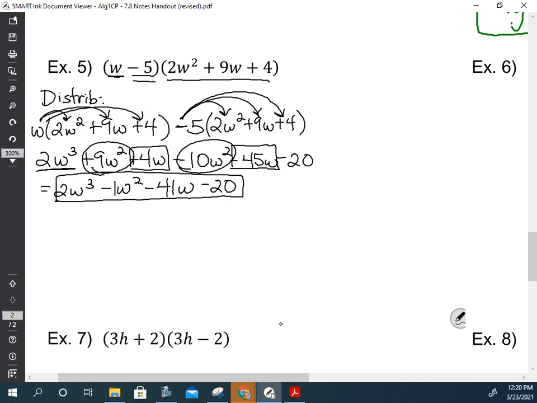That's distributed. Any questions on distributing before we do it using Punnett squares?